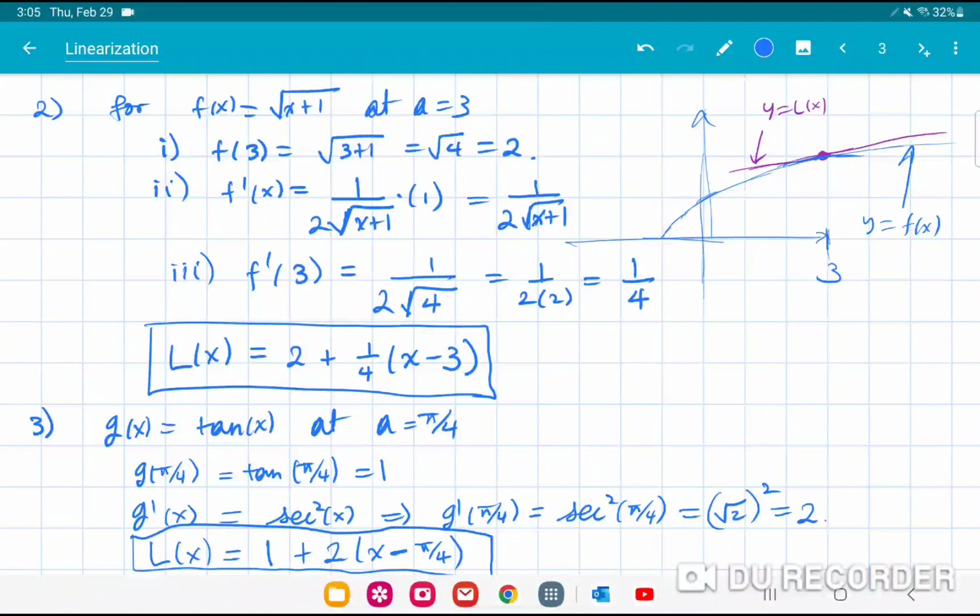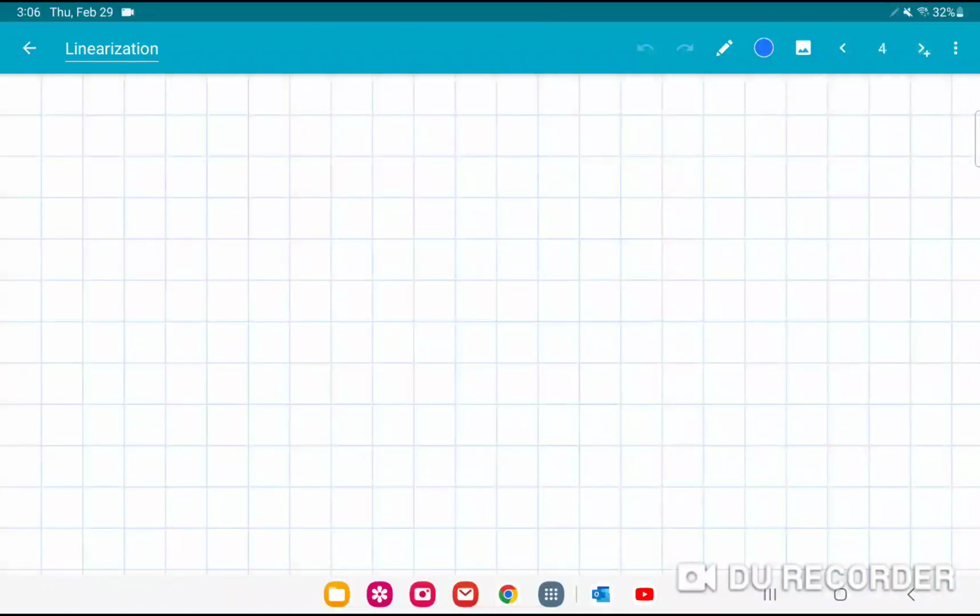So why do we need this? Well, the usefulness of this linearization is to find functional values for x's near a. Okay, let me do one example to show that.